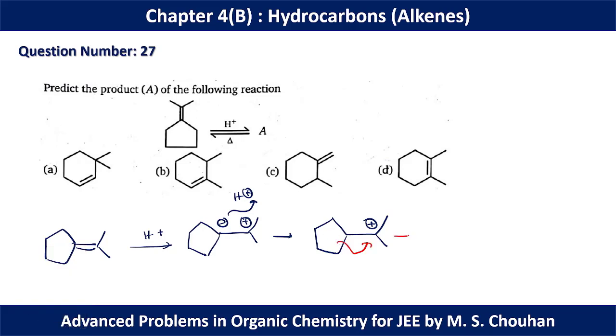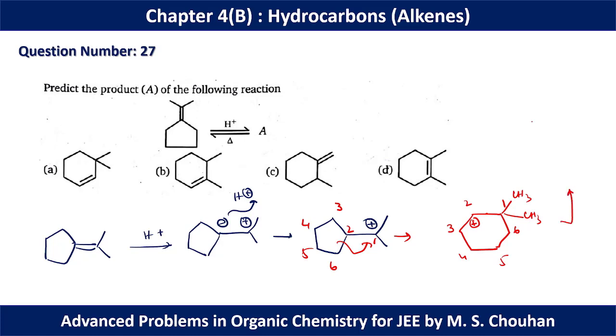And then we have a ring expansion. We have a 6-member ring. For our simplicity, we can mark the carbons. So we have dissociated two sigma bonds and one sigma bond is formed. So this is 2, 3, 4, 5. Positive is over 2 and 2 methyl groups are at one position.